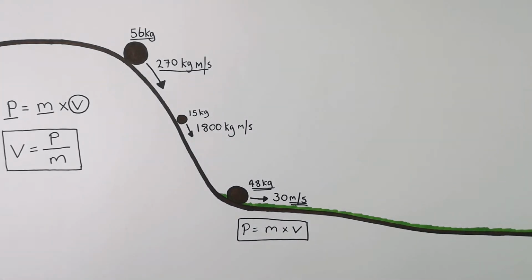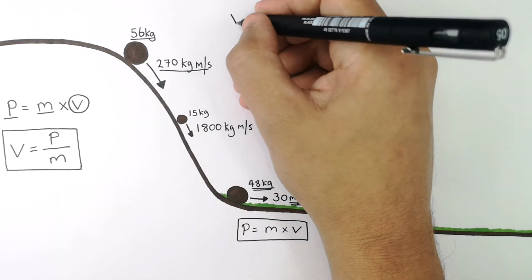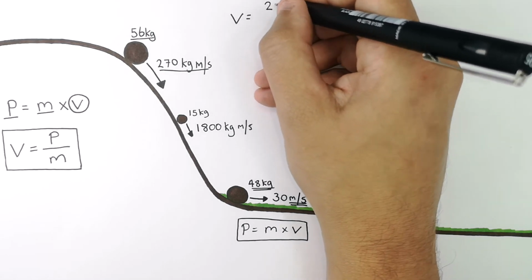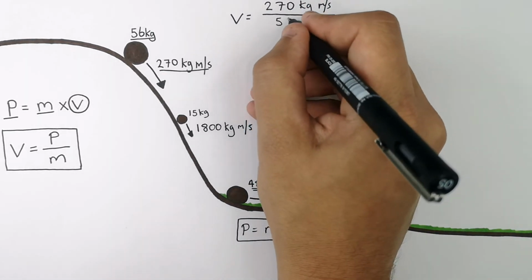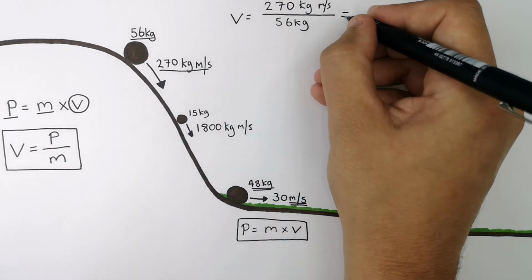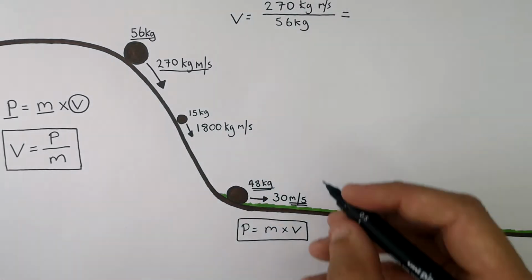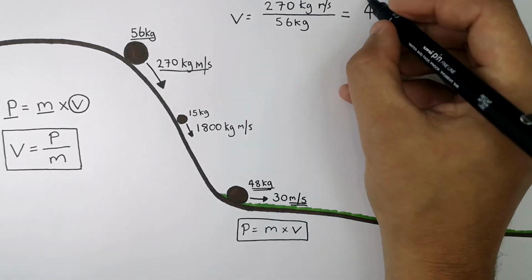So for the top rock, we're going to work out the rock's velocity. So we do 270 kilogram meters per second divided by its mass, 56 kilograms. That gives us a velocity for this rock of 4.8 meters per second.